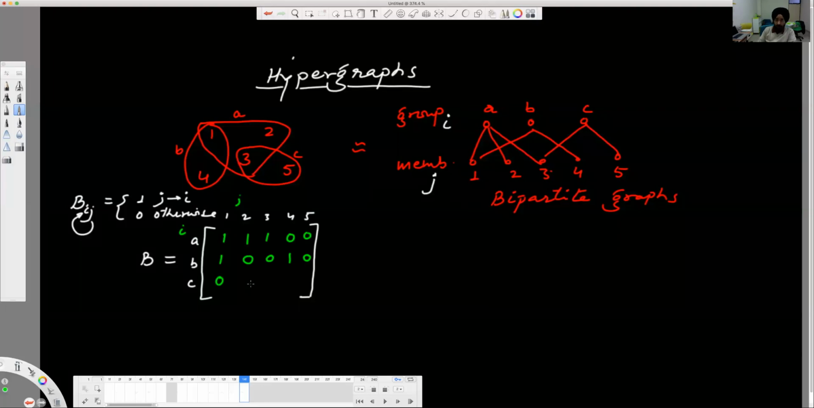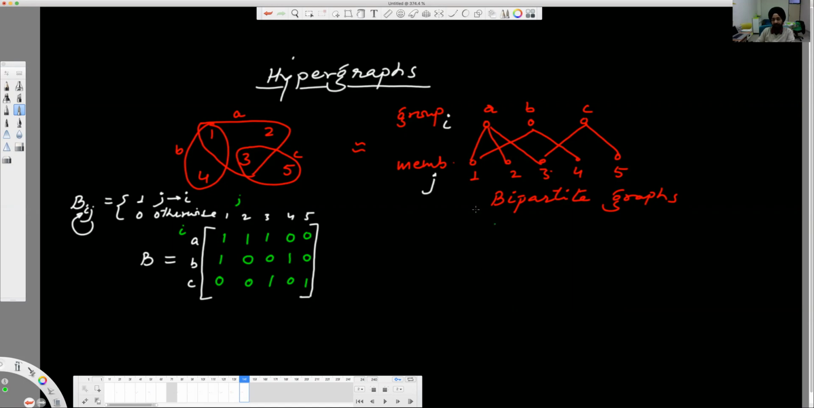2 belongs to C, no. 3 belongs to C, yes. 4, no. 5, 1, right? So the diagonal is also not 0, and the matrix is not a square matrix. So it is a very, very inconvenient matrix to work upon.